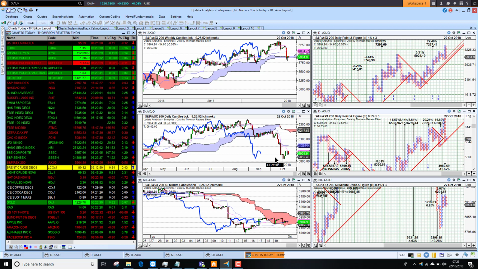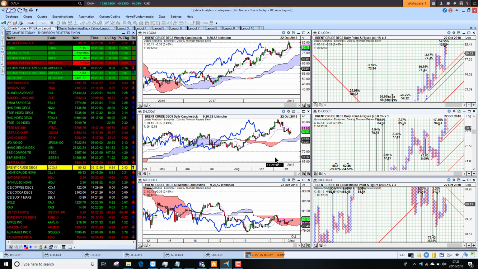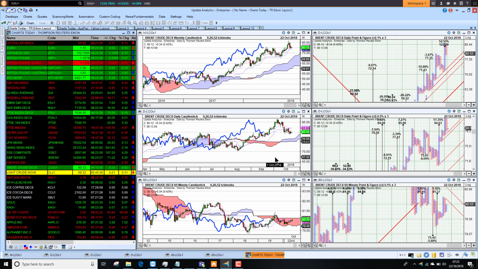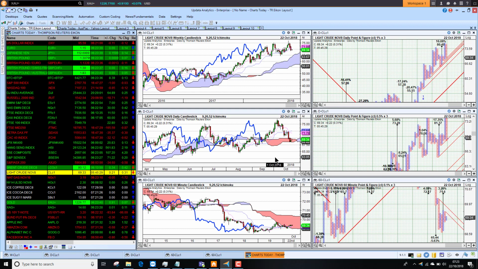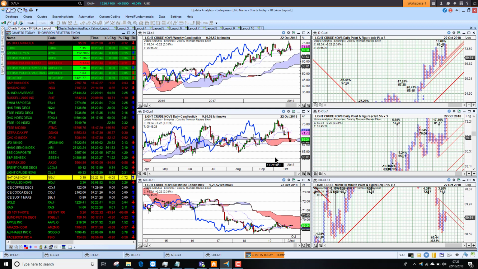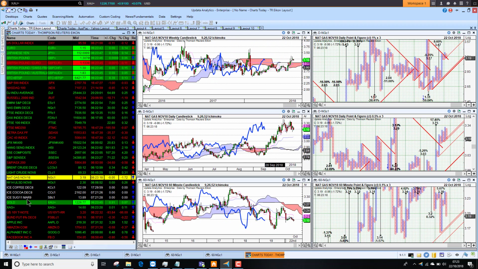Looking at crude oil, we are just sitting above the $80 mark, but still short-term bearish. Downside target $75, and WTI downside target $65. Also looking bearish below the cloud. US nat gas sitting at $3.19.